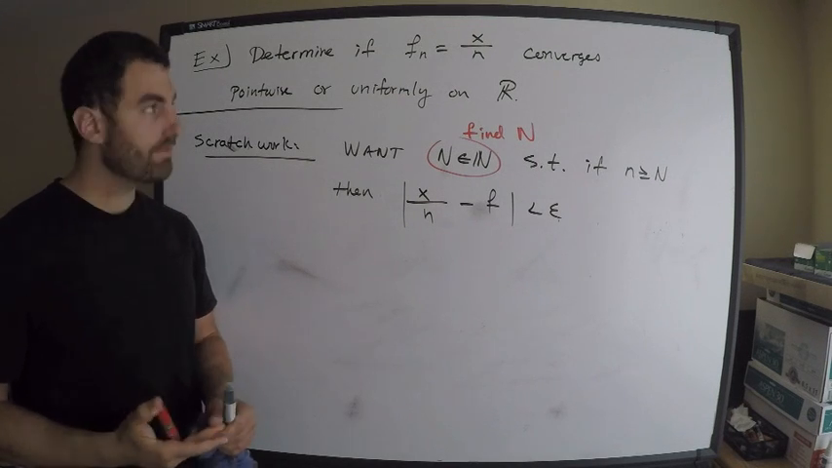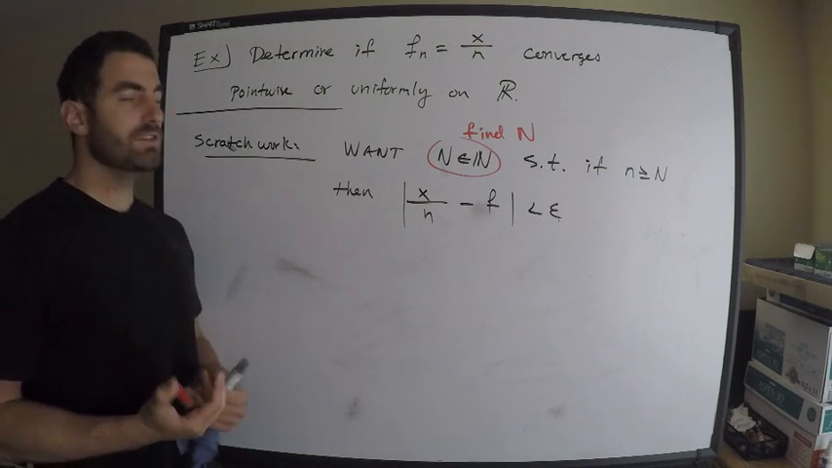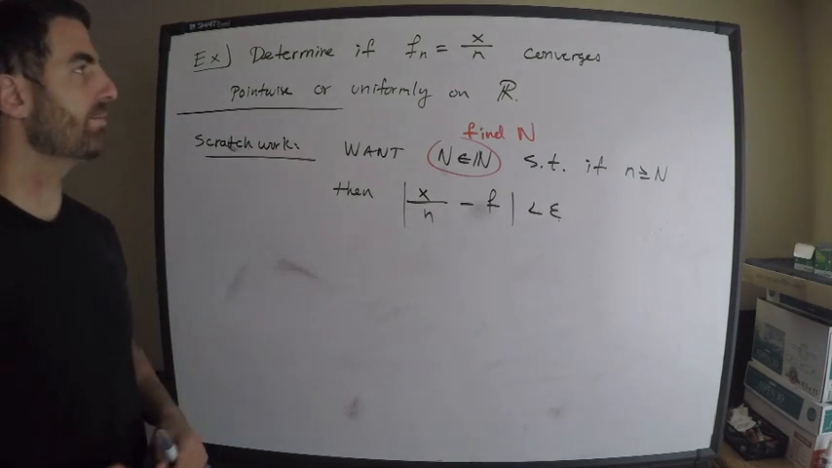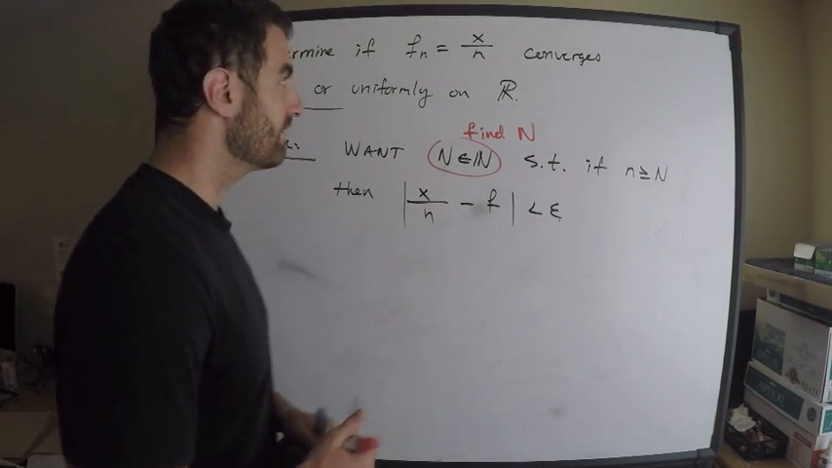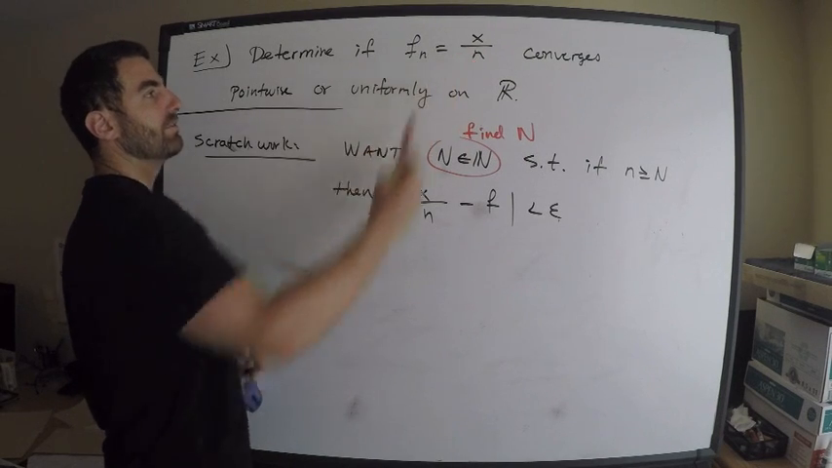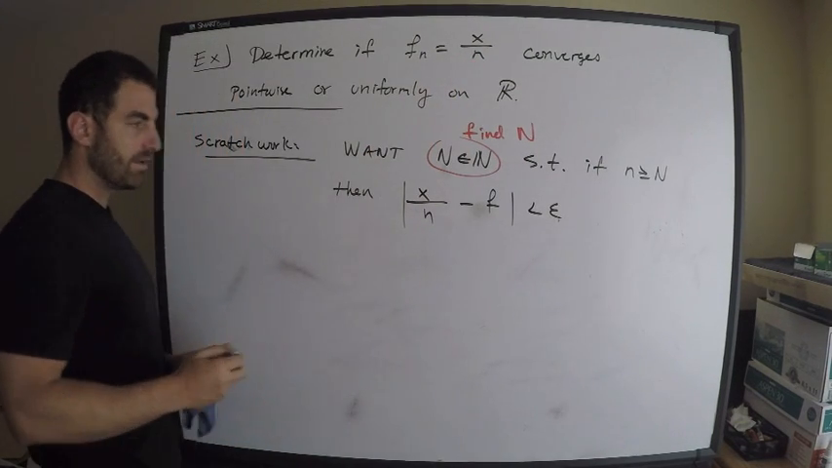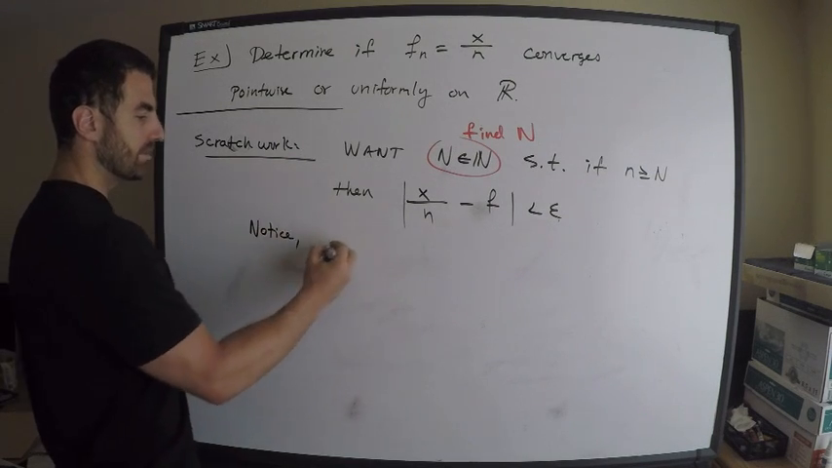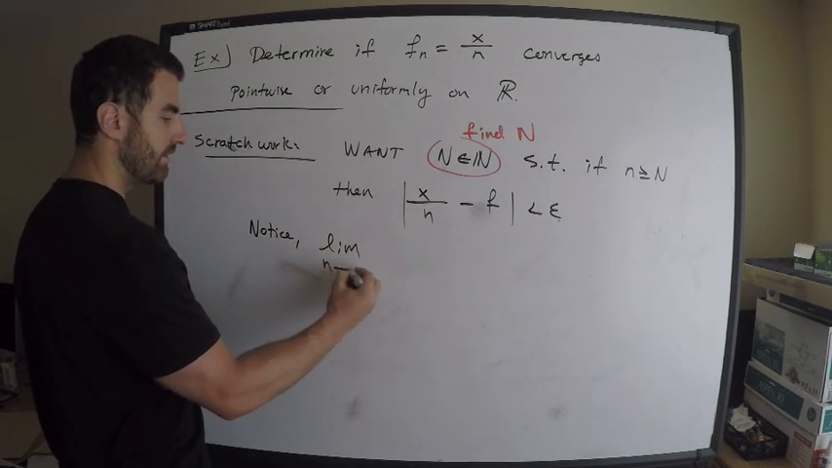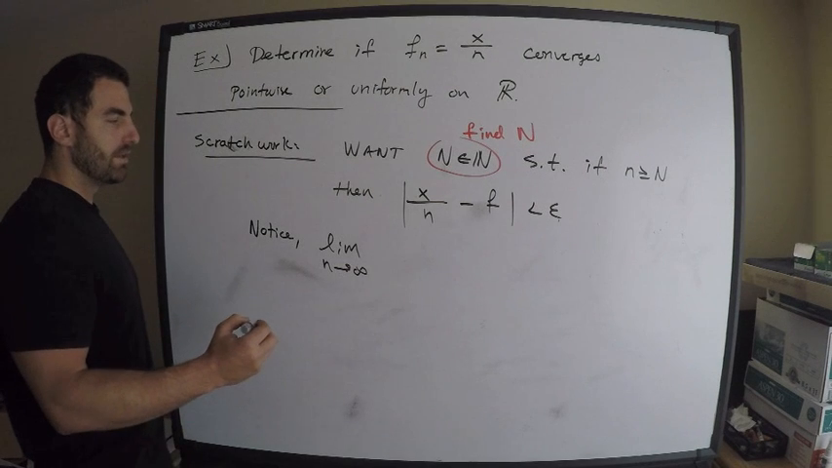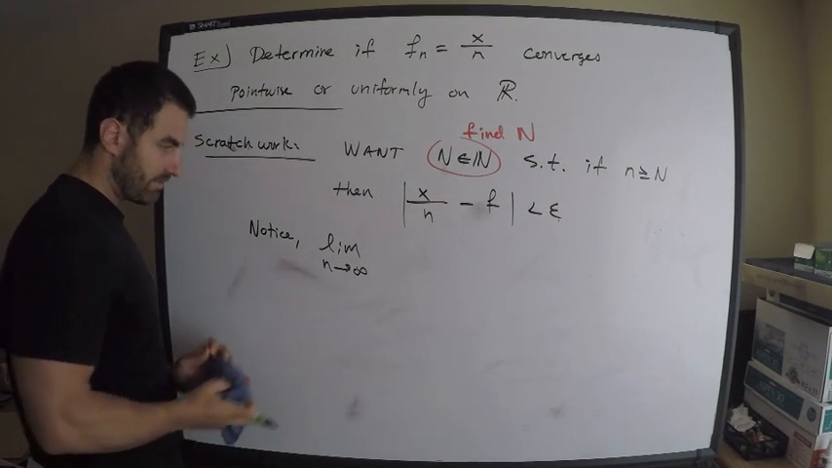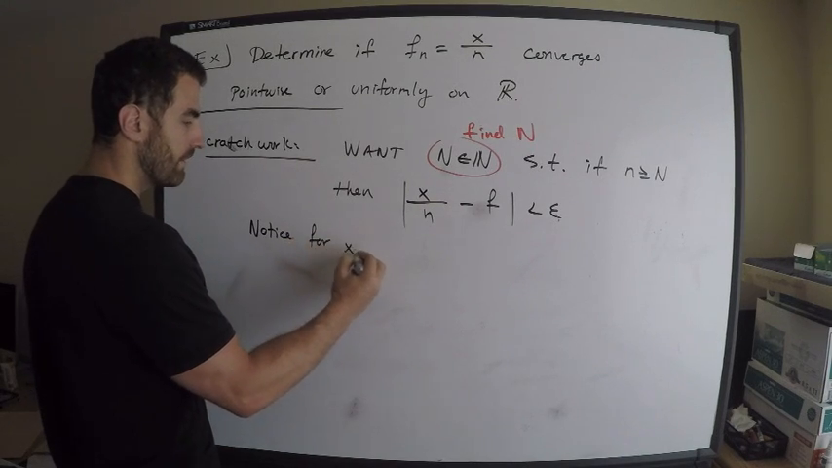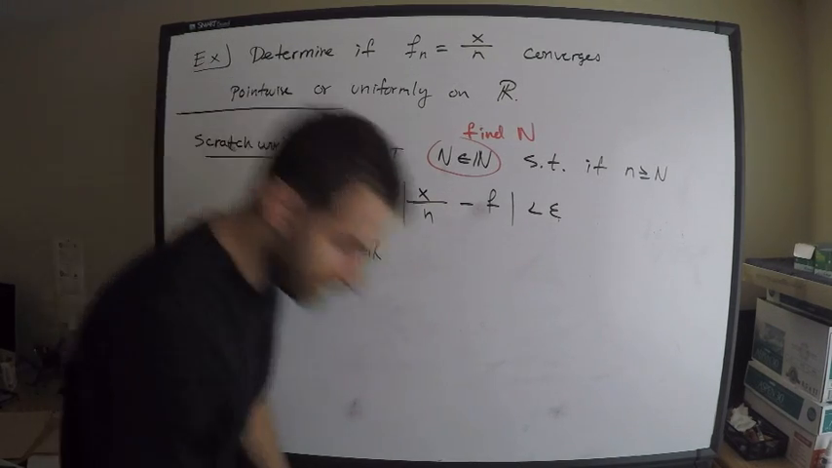Now to figure out what f is, we can just use a limit. Just use basically Calc 1 business to figure out what the limit is as n goes to infinity. So I'll just say here now, notice that the limit as n tends to infinity, and again I should probably write this, I'm fixing an x. If I fix an x, notice for x in R, just pick an x that's a real number.